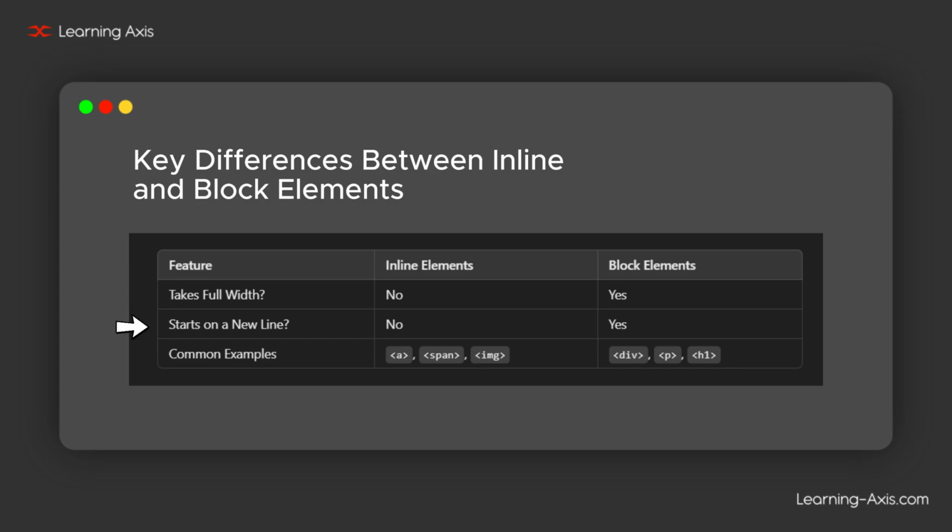Next, inline elements do not start on a new line, which allows them to flow within paragraphs or text. On the other hand, block elements always start on a new line and push other elements down.